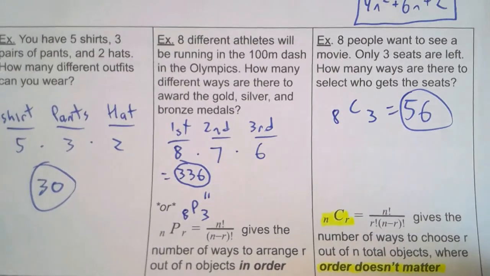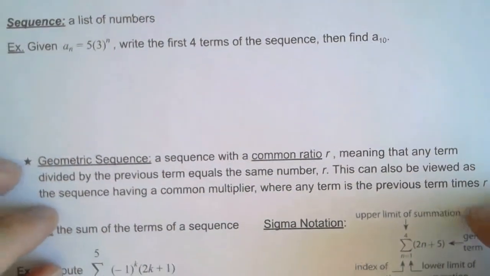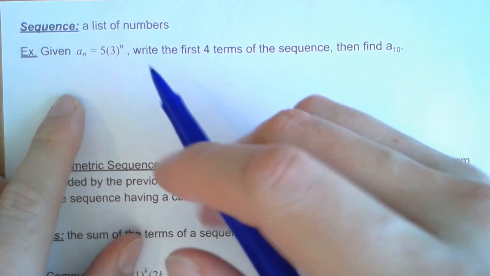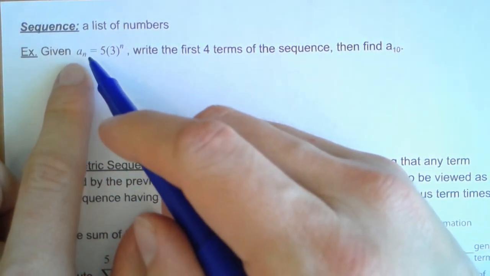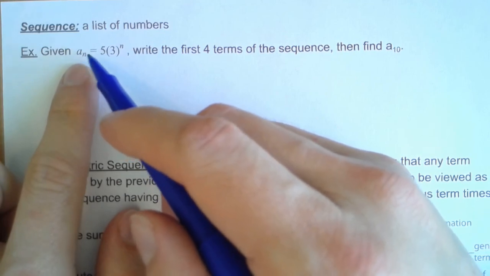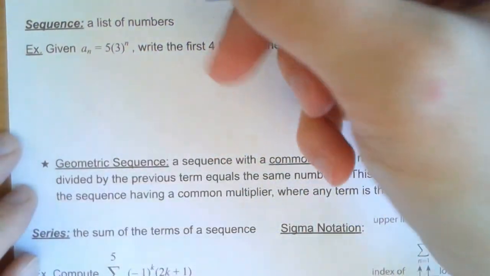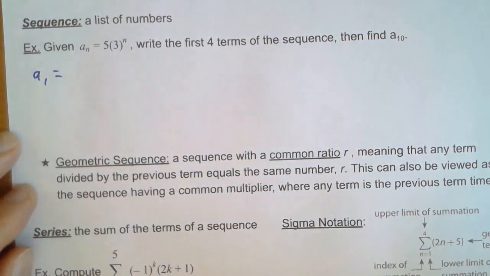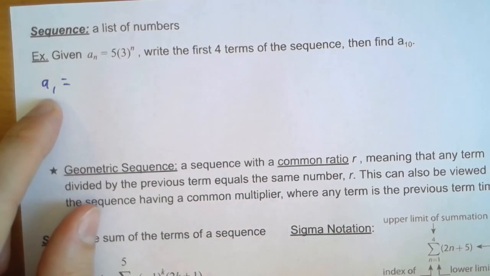There's also some probability that we won't look at. The other part of Chapter 9 is sequences and series. So a sequence is just a list of numbers, and we often use a to represent them, and then the subscript n is just for the number of the term. So if we want the first 4 terms, sequences usually start with the first one. We usually don't start with 0. So we would say a sub 1 for the first term.